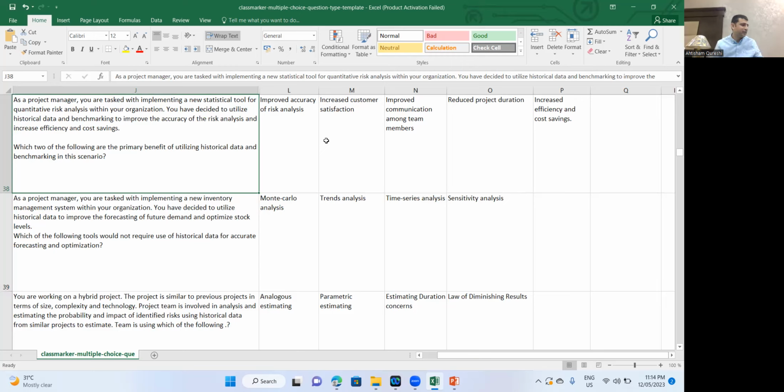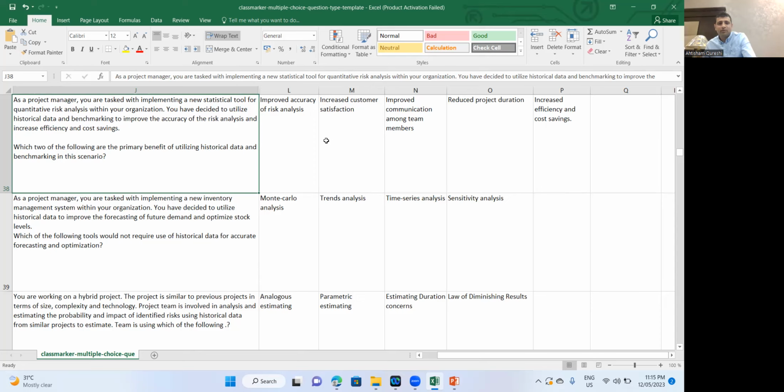As a project manager, you are tasked with implementing a new statistical tool for quantitative risk analysis within your organization. You have decided to utilize historical data and benchmarking to improve the accuracy of the risk analysis and increase efficiency and cost saving. Which two of the following are the primary benefits of utilizing historical data and benchmarking in this scenario? Improve accuracy of risk analysis, increase customer satisfaction, improve communication among team members, reduce project duration, increase efficiency and cost saving. We have to select two.